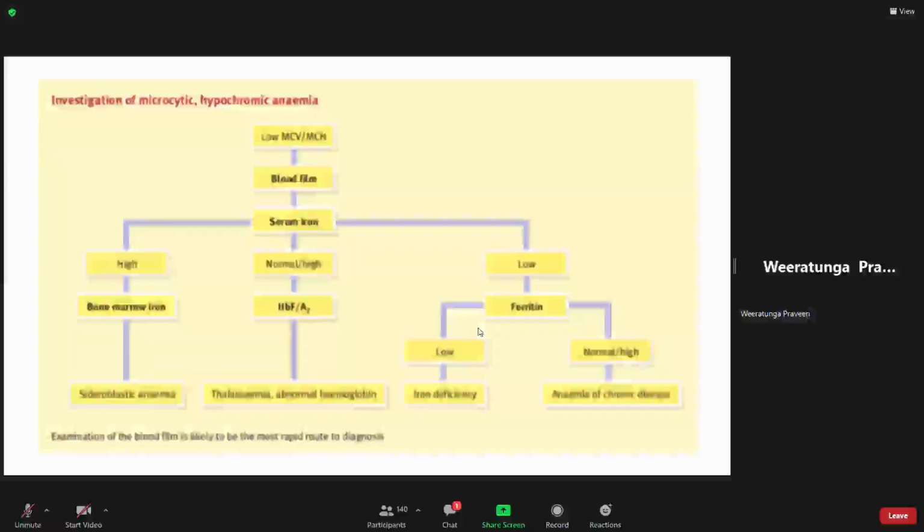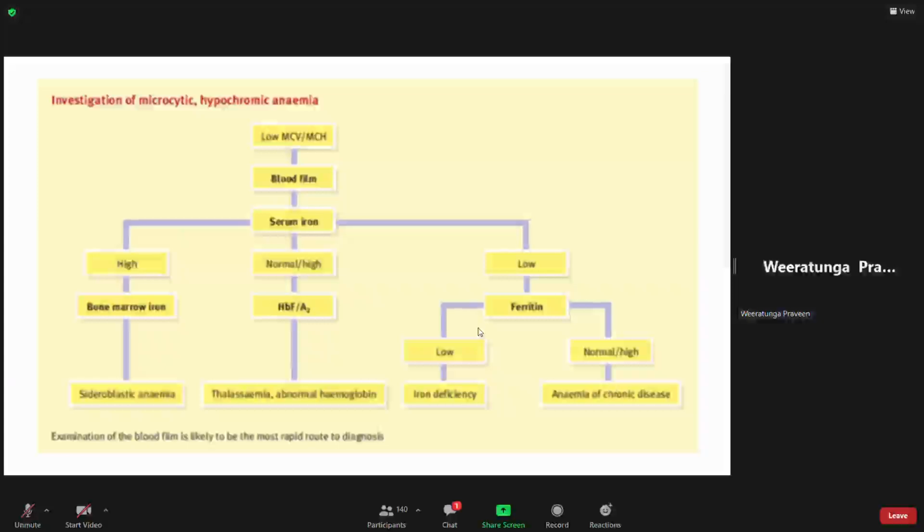Now, if you have a patient with microcytic hypochromic anemia, it's very important to look at the iron profile. So once you diagnose the microcytic hypochromic anemia, then you have to do the iron profile. Right? Now, in classical iron deficiency anemia, you will have low serum iron and low serum ferritin. But in anemia of chronic disease, the serum ferritin will be normal or high.